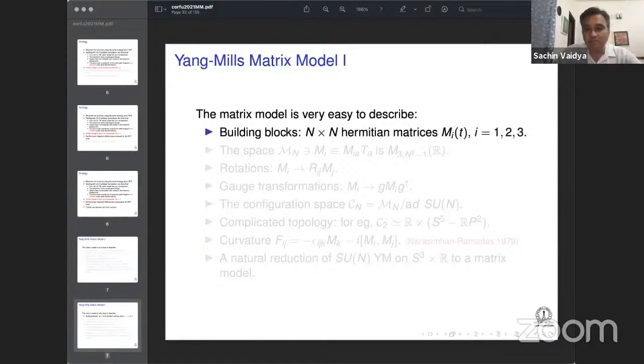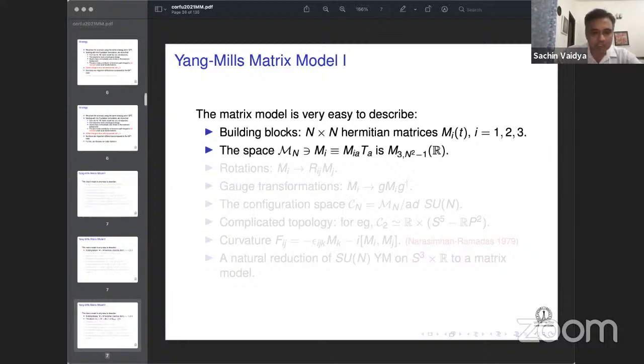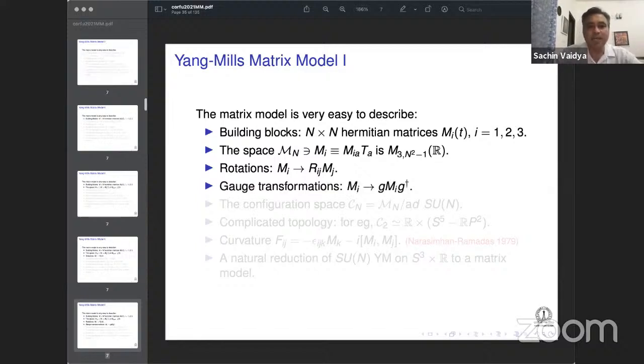The building blocks are very simple. I start with 3 N by N Hermitian matrices. And the space of 3 N by N Hermitian matrices can be organized into, if you like, a single rectangular matrix, of size 3 times N squared minus 1, with real entries. Now, on this space of 3 N by N matrices, rotations act by left multiplication, while gauge transformations act via the adjoint action. Because these are gauge transformations, we need to quotient the configuration space by these gauge transformations.